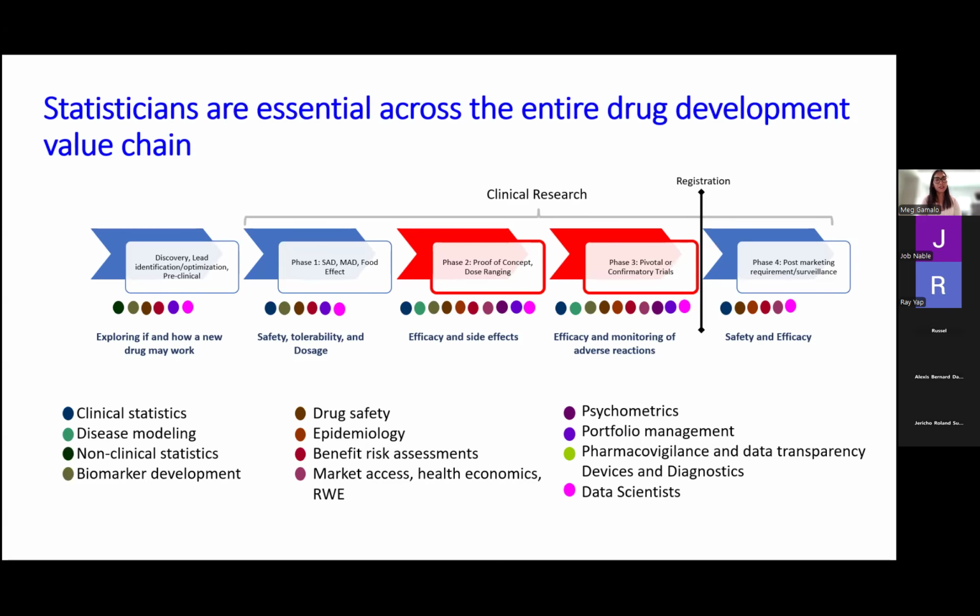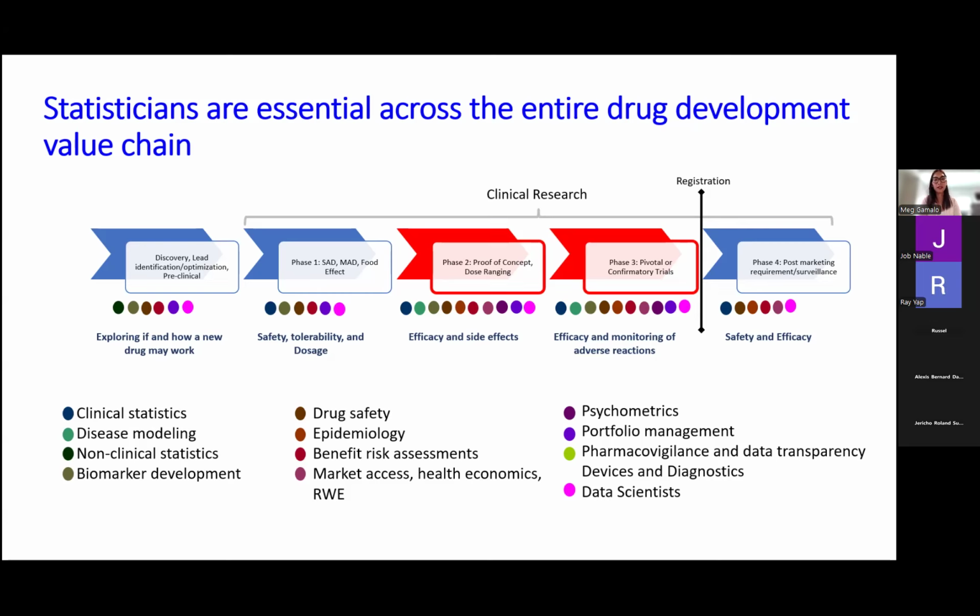So statisticians, as well as anybody in the quantitative field, are essential across the entire drug development value chain. That starts all the way from discovery, lead identification, as well as preclinical studies, all the way to first in humans, phase 2 trials, which are proof of concept, pivotal trials, which are phase 3 trials, and then the post-marketing requirements, surveillance, and health technology assessments.